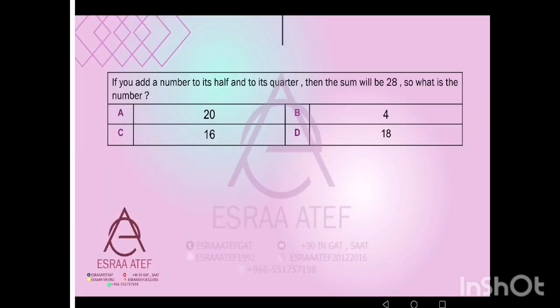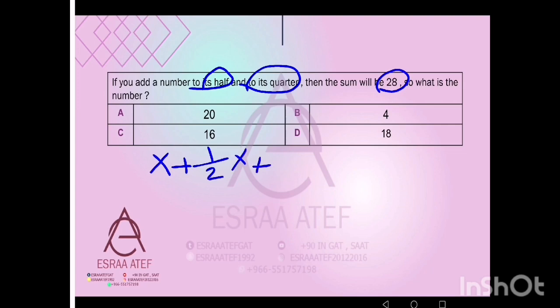The first problem we have: if you add a number to its half and then to its quarter, the sum will be 28. So we have the number, for example, x. We add it to its half, so half x, and we add it to its quarter, which is a fourth of x, equals 28. Okay, so we will add them all to each other here, which is the same as 1.